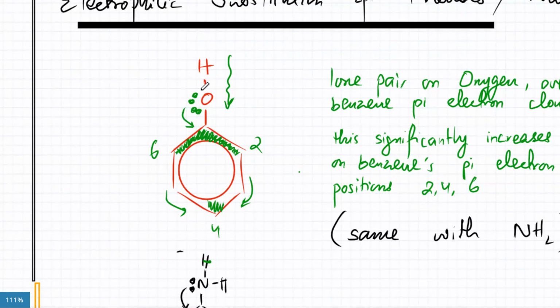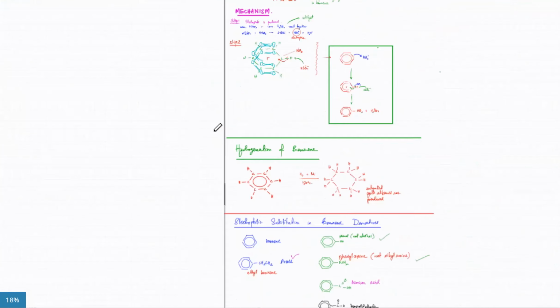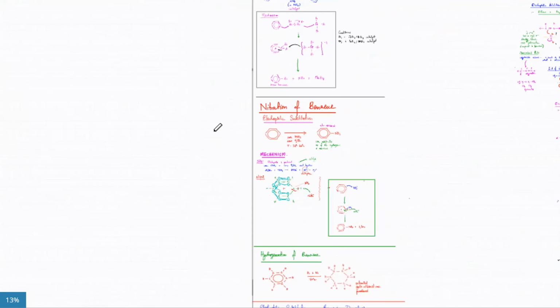Yes, sir. It's because, see, there's a lone pair on oxygen, right? And there's a benzene pi electron cloud. So the lone pairs and the electron cloud mix up over here, so what happens is that the negative charge on these carbon atoms becomes even bigger. I mean, if I do it with an actual benzene, like if there's an actual benzene somewhere.